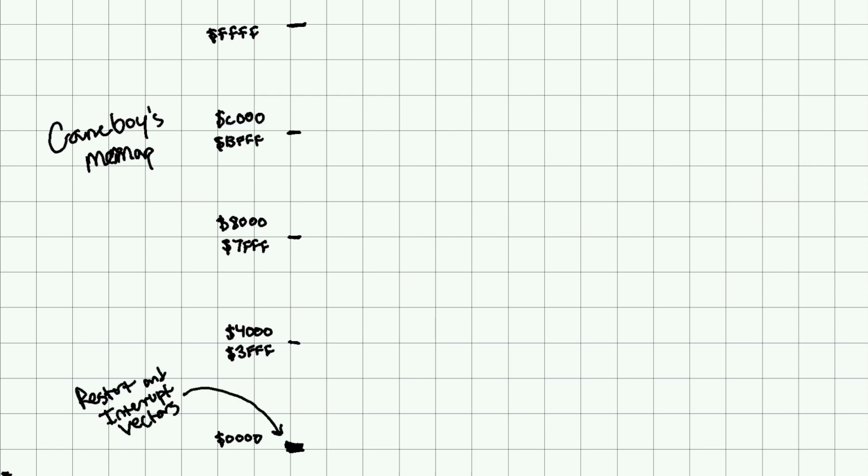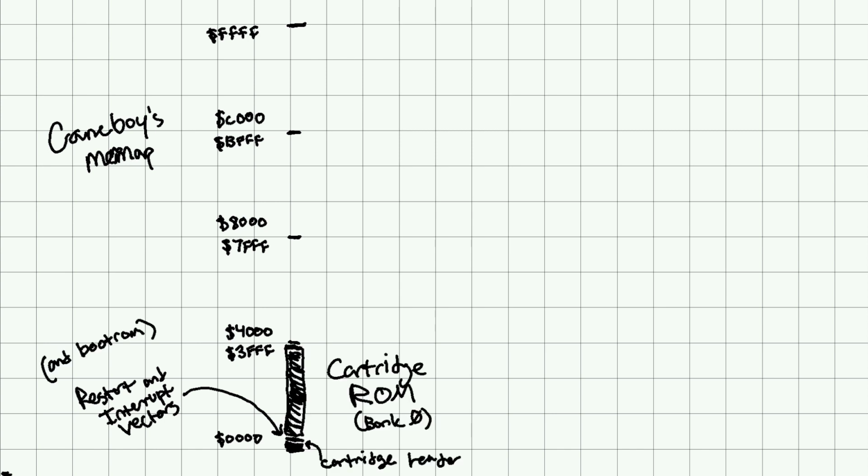At the very bottom, we have the restart and interrupt vectors, and this is also where the boot ROM goes, by the way. Then we have the cartridge header. The rest of the space, up until 3FFF inclusive, is bank 0 of cartridge ROM. From address 4000 to 7FFF is cartridge ROM again, but banks 1 through XX. There's this notion of banks that I'm just not going to talk about now, but we'll get into it later.